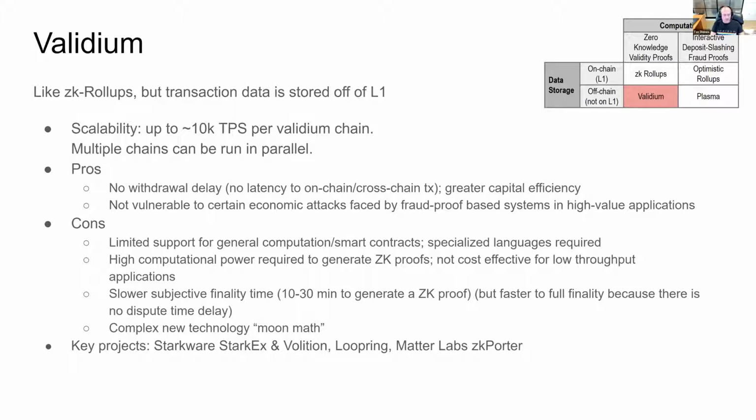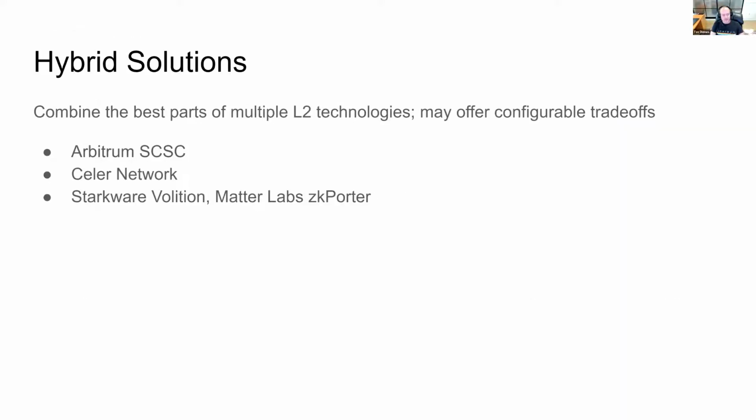The downside of Validium, again, limited general computation support, high computational power to generate ZK proofs, same as ZK rollups, slower subjective finality time, faster full finality time, same with ZK rollups, and it's still complicated new kind of moon math technology, which is both good and bad. Key projects in this space are Starkware, which has Volition, Loopring, Matter Labs, ZK Porter. And then finally, we've got some hybrid.